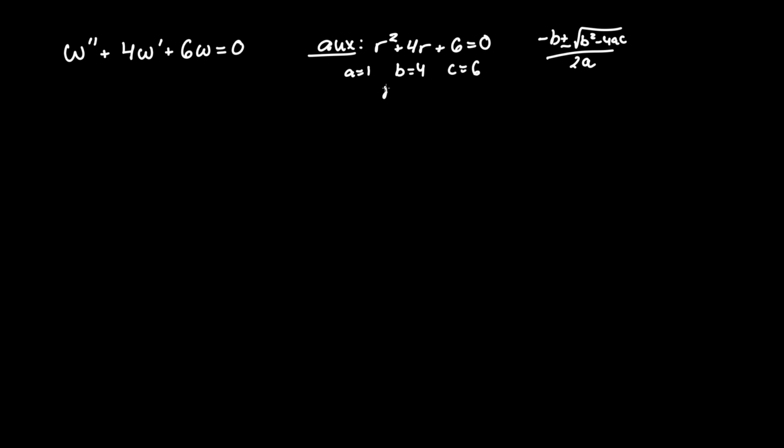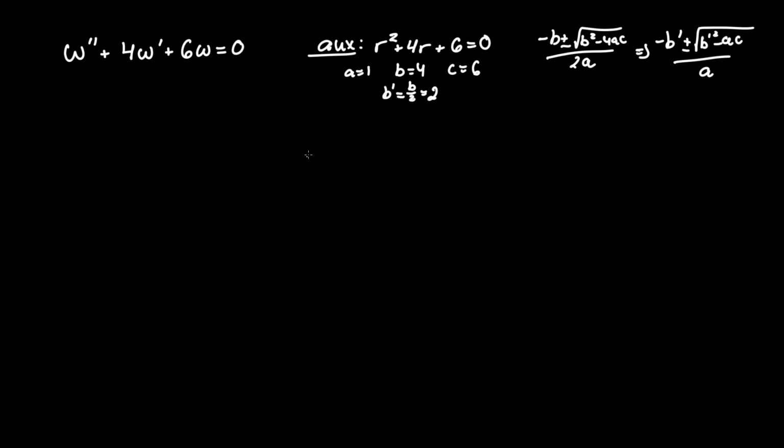So fortunately, b is even, so we can use the special b prime, where it's equal to b over 2, which is 4 over 2, and that's just 2. And that will change this formula, simplifying it a little bit, to minus b prime plus minus square root of b prime squared minus ac over a. You don't have to do this, you can just plug in the normal variables in here, but this shortens it by like one step.